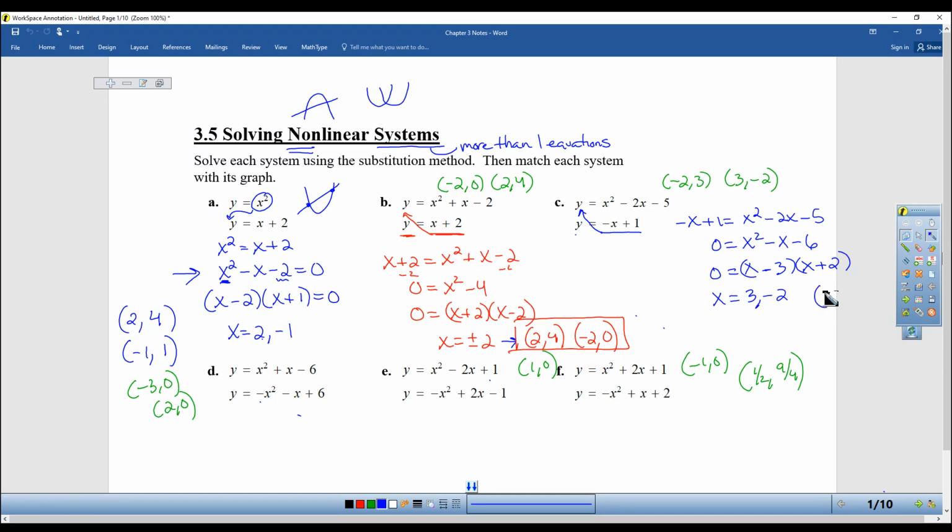I'm not done. I'm looking for the answer to the system, for the xy combination that works in both equations. This is definitely the easier one to plug it into. Negative 3 plus 1 is negative 2.